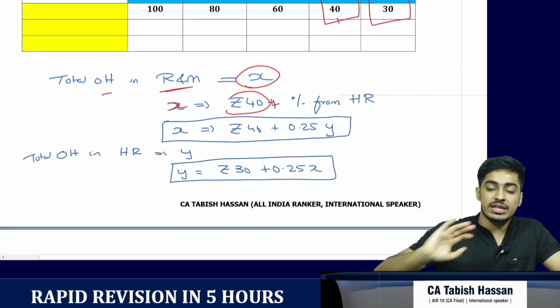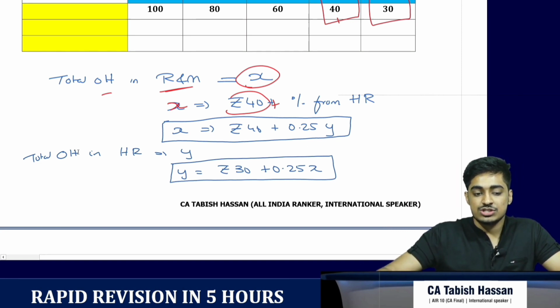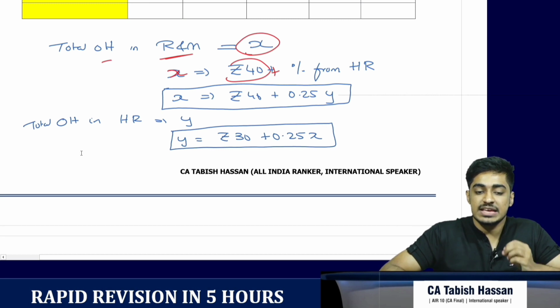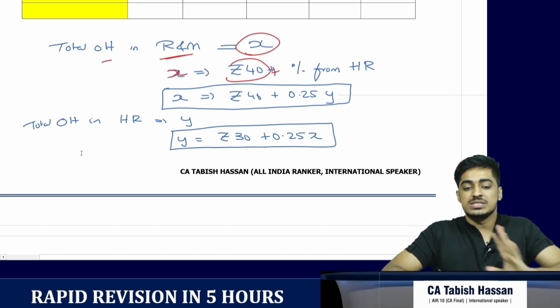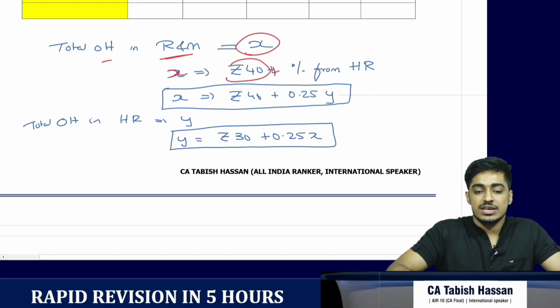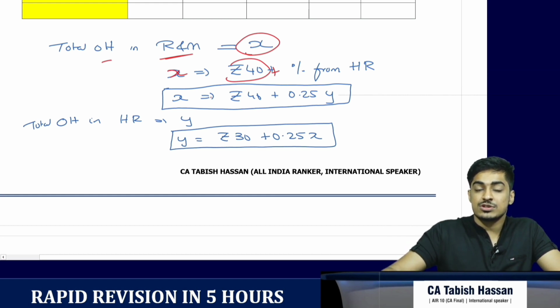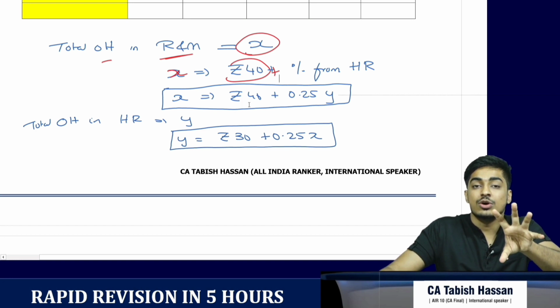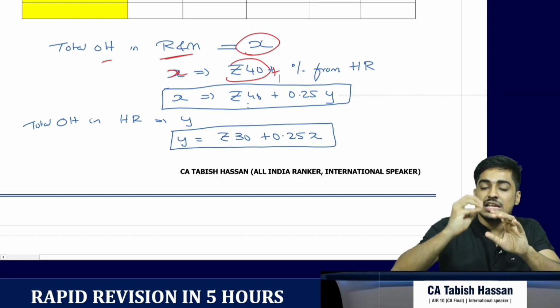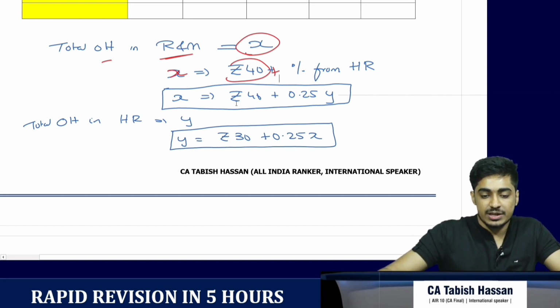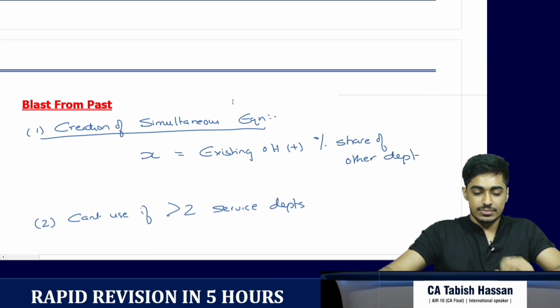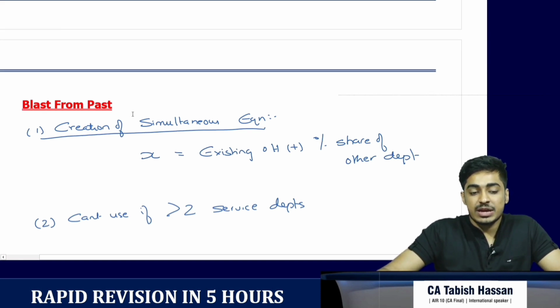Again, we do the same for the other service department. So we assume the total overhead in HR department as Y. So therefore, Y is equal to rupees 30 plus 0.25X. We substitute and then we get the values of X and Y. So the values of X and Y, they are the total overhead. That is the original plus share of the other department. Clear?